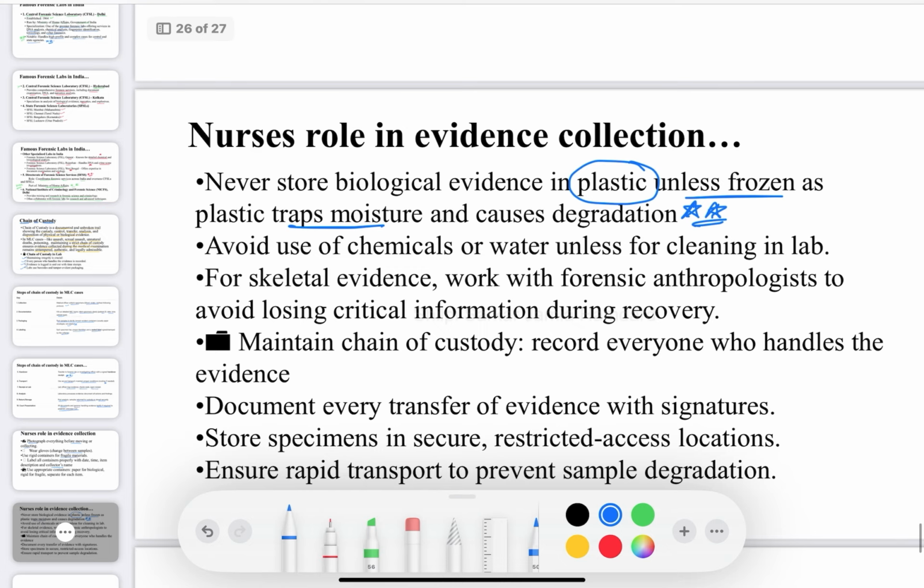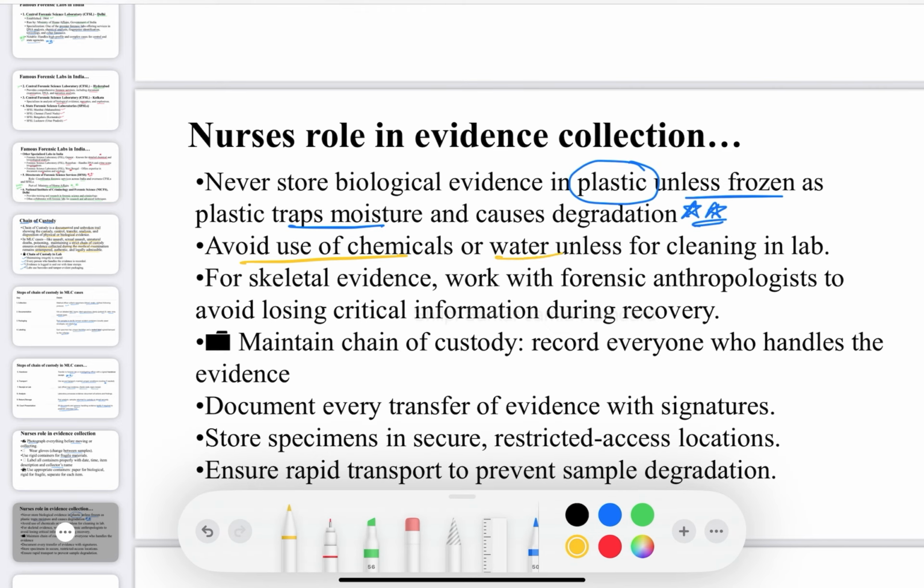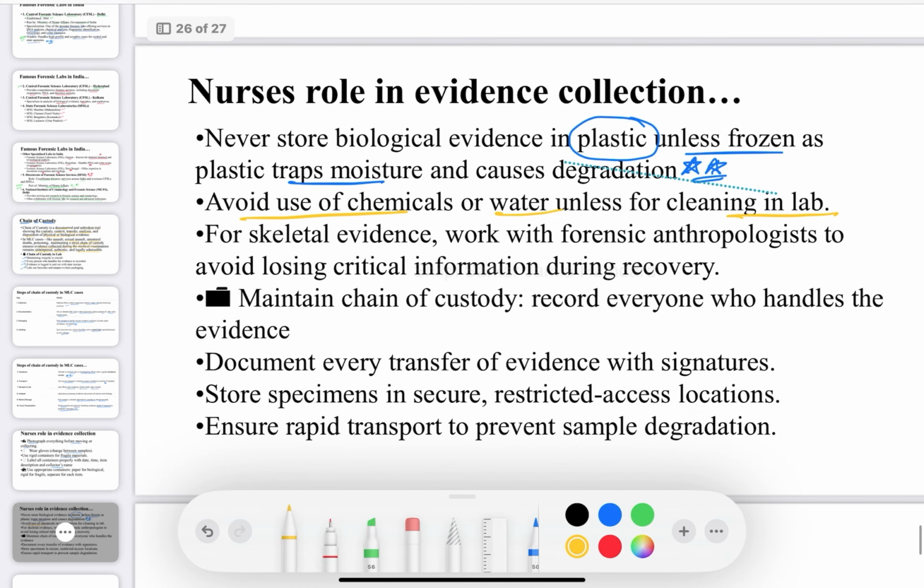Avoid use of chemicals or water unless for cleaning in labs. For skeletal evidence, work with forensic anthropologists to avoid losing critical information during recovery. Maintain chain of custody, record everyone who handled the evidence. Document every transfer of evidence with signature. Store specimens in a secure and restricted access location. Ensure rapid transport to prevent sample degradation.